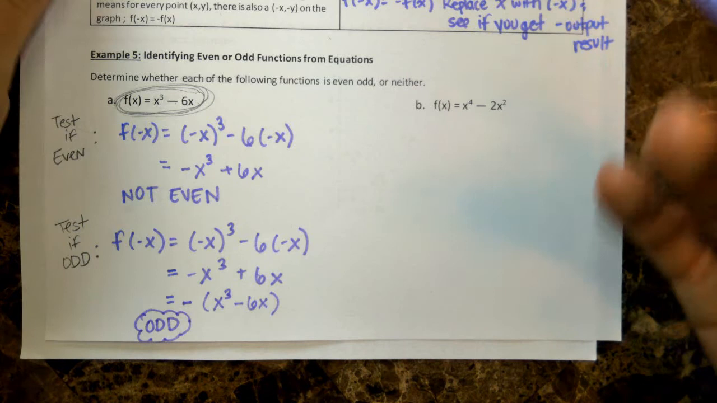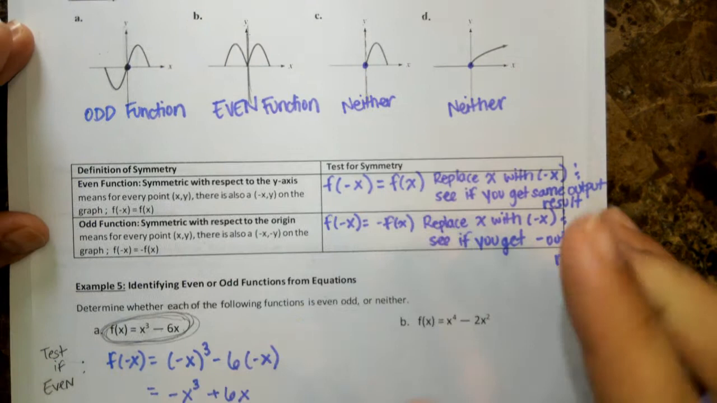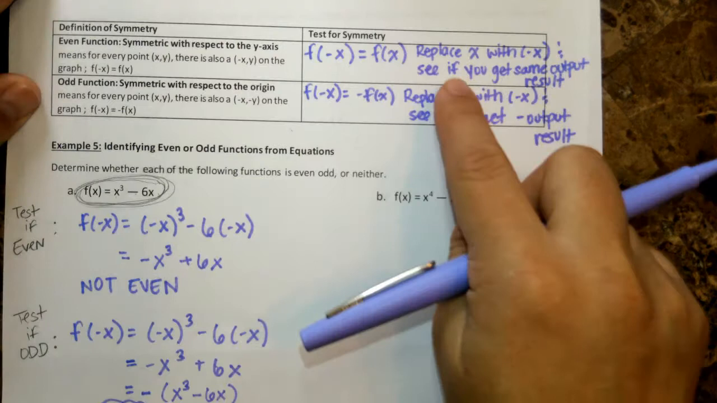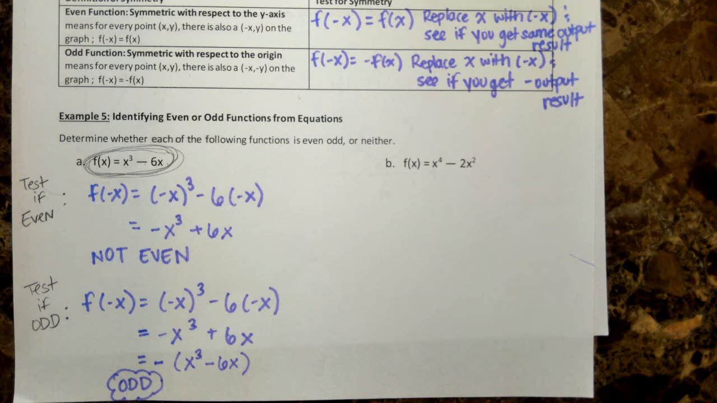Now this is just another way to tell if something's even or odd. You could have always used a graph version: look at the graph, see if there's any symmetry and do it that way. Or you can do the algebraic way by following these steps and testing that way. Okay. There is one more way that I would like to show you to test if something is even or odd. I find it actually the easiest method of the three. So I'll show you in these next examples.